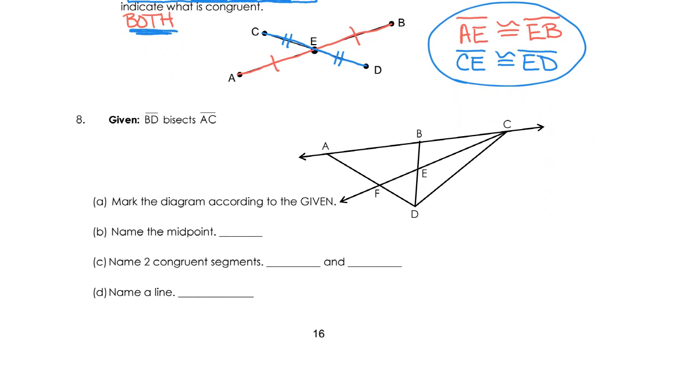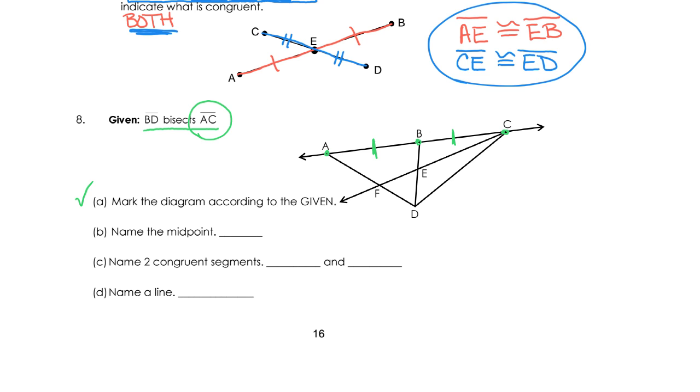And it says, mark in the given that BD bisects AC. So who's being cut in half? BD cuts in half AC. It's AC being cut in half. So when we go find A to C, there's the B in the middle. This piece here is equal to this piece here. And now we can go and answer the questions. Part A says mark the diagram according to the given. We did that. We put tick marks on there.